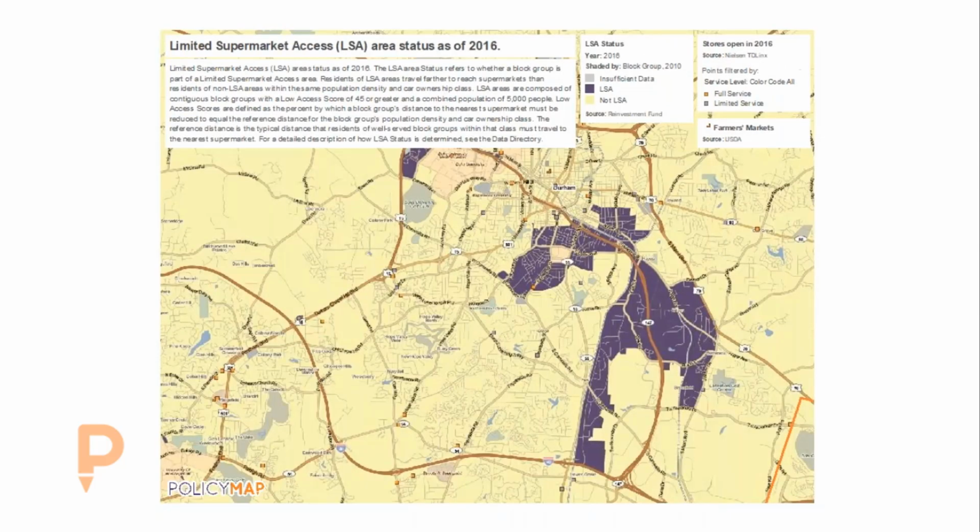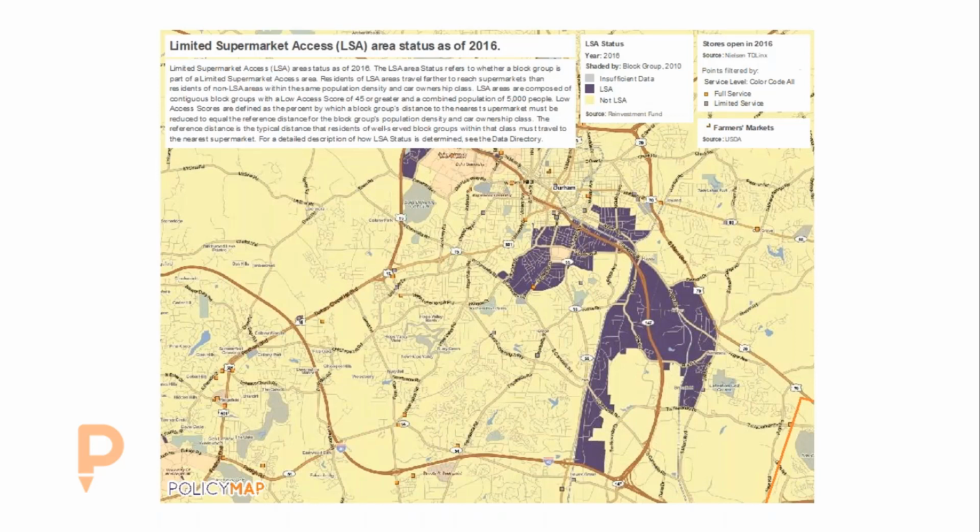We also have limited supermarket access areas. There's a full explanation of this score and how it's calculated, but it's a great way for you to take a look at a specific area, either rural or urban, and see exactly where there are areas with limited supermarket access. You can also take a look at where there is access to supermarkets.